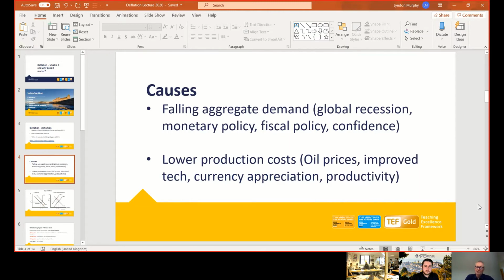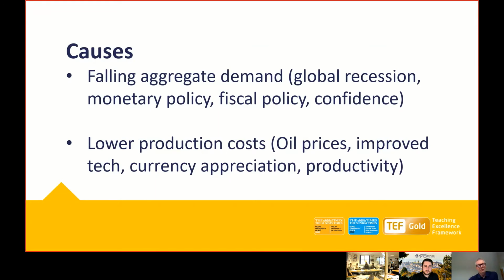Okay, some of the causes. Some of the causes are many and varied, largely around falling aggregate demand. It could be something around a global recession, as was experienced around the financial crisis of 2007, 2008. It could be a tightening of monetary policy, making credit more expensive or less widely available. It could also be a tightening of fiscal policy, possibly reductions in government spending and or increases in taxation, so there's less money available for people to spend.